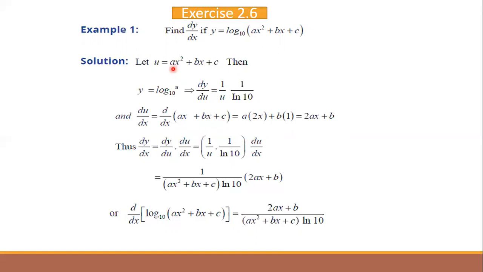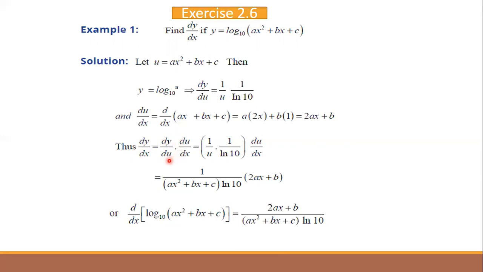And what is the derivative of ax square? A as it is, and the derivative of x square is 2x. And what is the derivative of bx? B as it is, and the derivative of x is 1. And what is the derivative of a constant? That is 0. So this can be written as 2ax plus b. So by applying the chain rule, why? Because we have two equations but three variables. One is x, second is y, and the third we introduce is u. So dy by dx is equal to dy by du into du by dx.